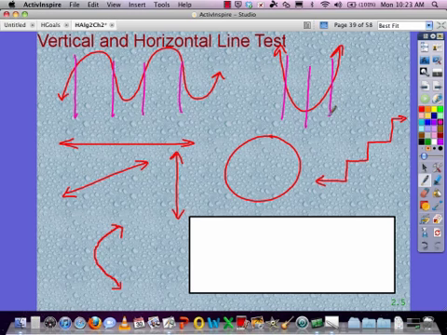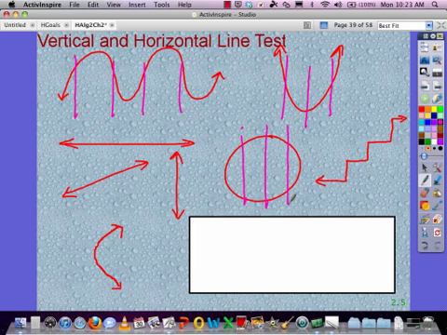So on the two that I've done, the wave, I've run vertical lines through it, and it appears to be a function, only each vertical line is getting hit once and once only by that graph. The parabola, same thing, once and once only. Does it hit the graph or the vertical line? So we're good. The circle, for example, is definitely a no. It is not a function.